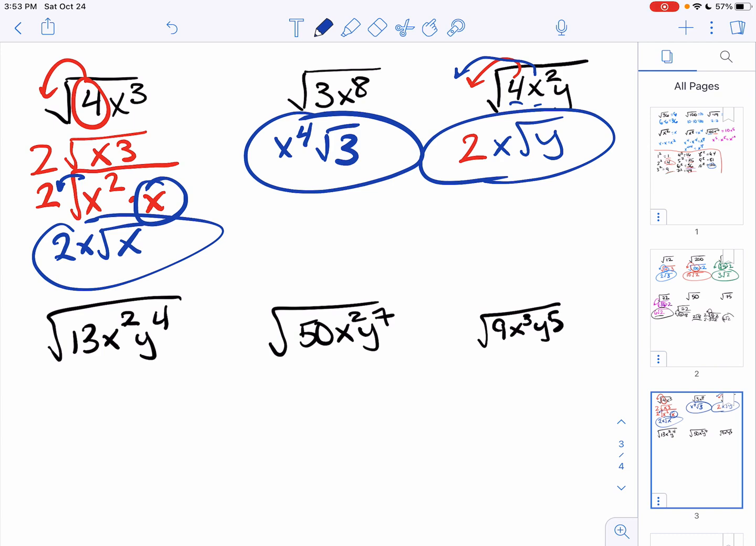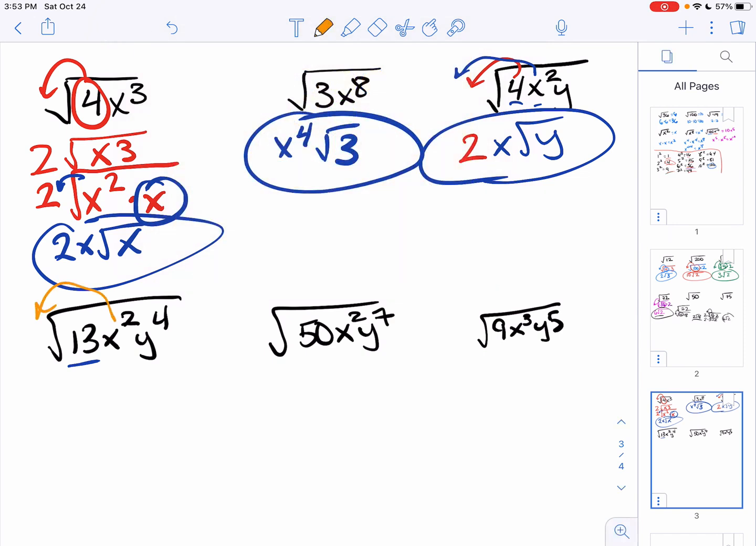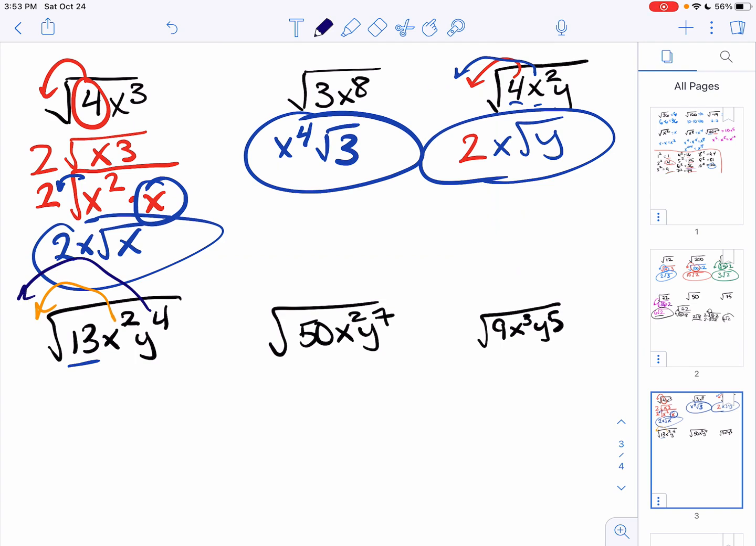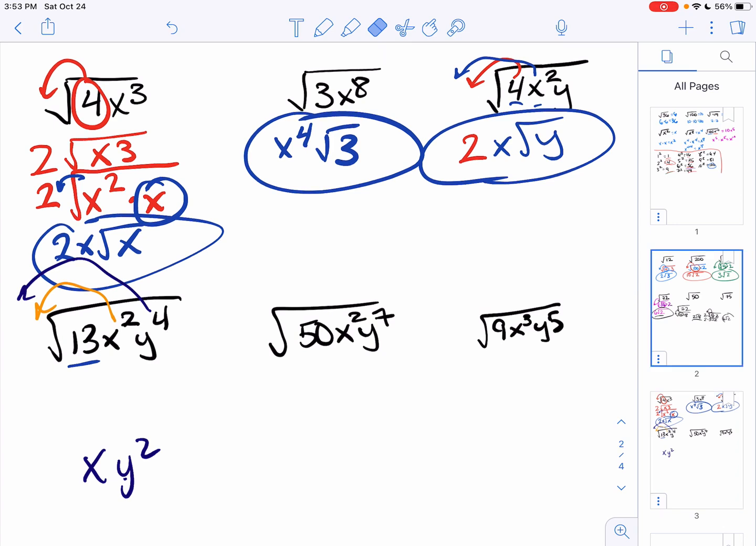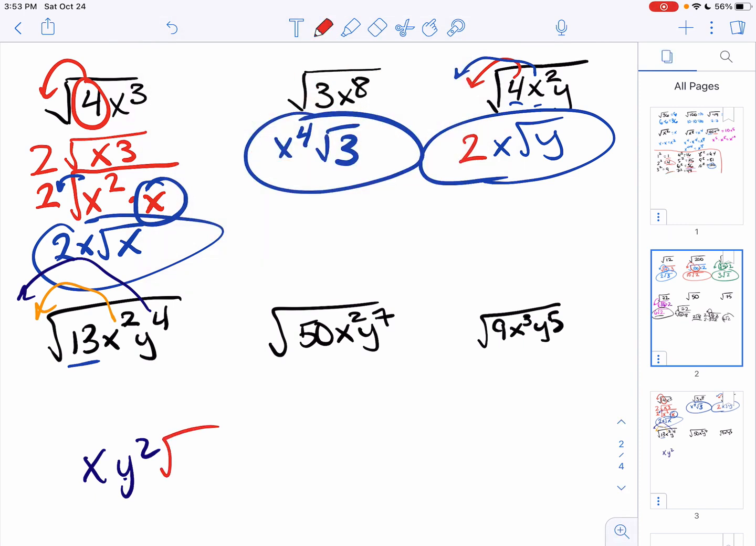For the next one, we have 13x squared y to the 4th. Same thing as before. 13 is not a perfect square, so we can't do anything with it. The square root of x squared is x. The square root of y to the 4th is y squared. So I have x y squared. That is my square root. And I have to leave inside my radical what is not a factor of a perfect square, so I have to leave the 13 inside.